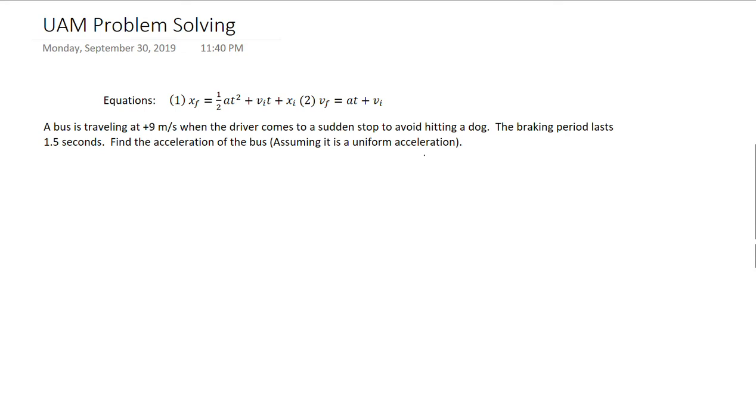In this example, we have a bus traveling at positive 9 meters per second when the driver comes to a sudden stop to avoid hitting a dog. The braking period lasts 1.5 seconds. Find the acceleration of the bus. And you're assuming it is uniform acceleration.